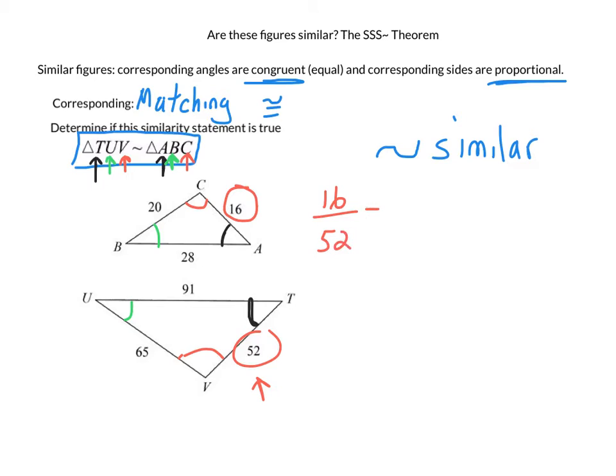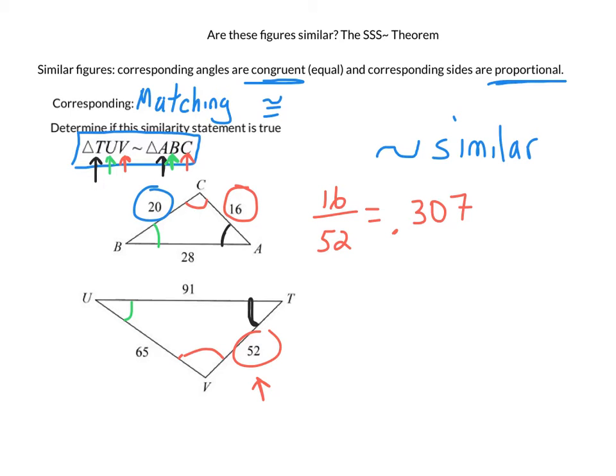So grab a calculator. It's going to be a decimal. If we do 16 divided by 52, we get 0.307. It goes on actually longer than that, but I'm just going to carry it 3 places. So let's look at our triangle ABC and find the medium side. And we're going to do the same thing. We're going to check medium divided by medium and large divided by large.